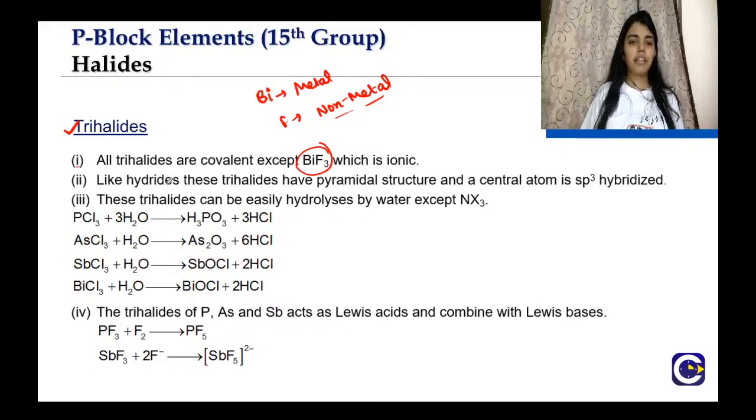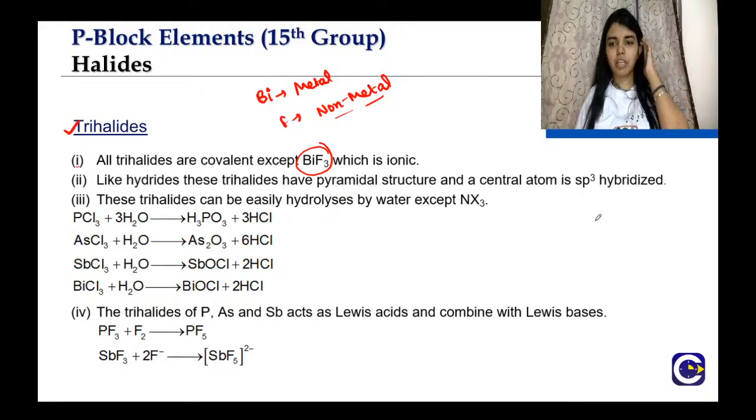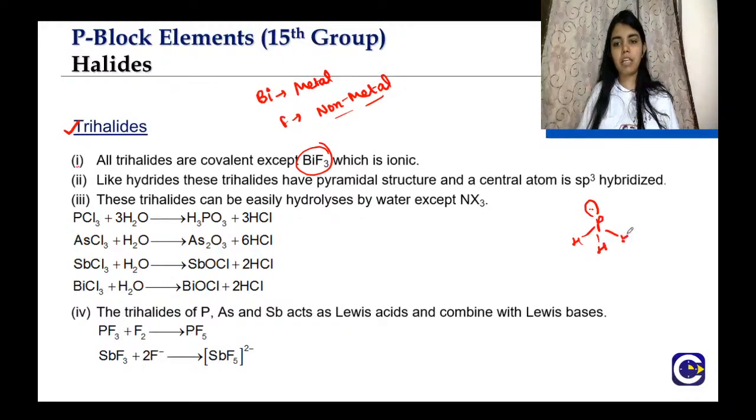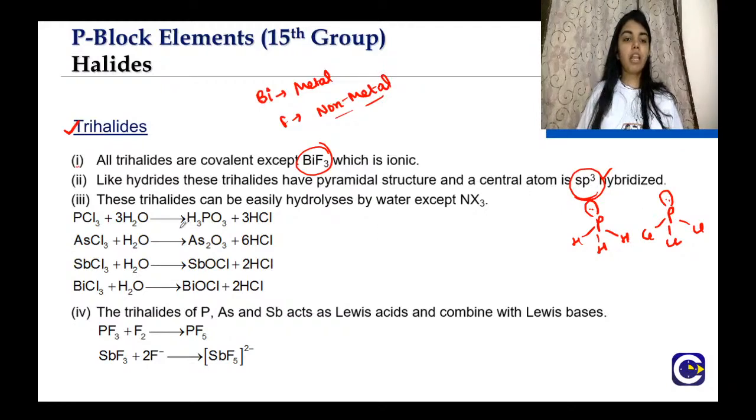Rest of the trihalides are covalent. So like hydrides, these trihalides also have the pyramidal structure, right? For example, phosphine, we saw, had a pyramidal structure. Similarly, PCl3 will also have the same structure. AsCl3 will also have the same structure with sp3 hybridization, right? Now these trihalides can be easily hydrolyzed by water except NX3.